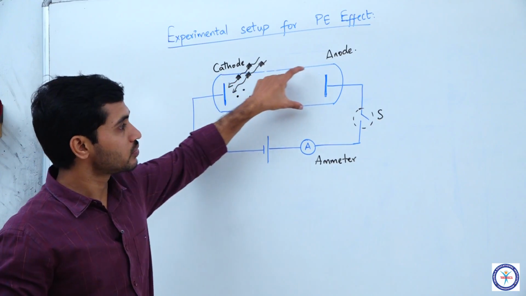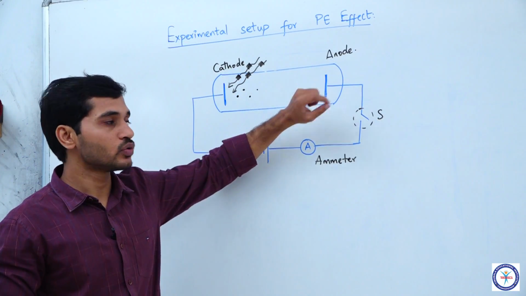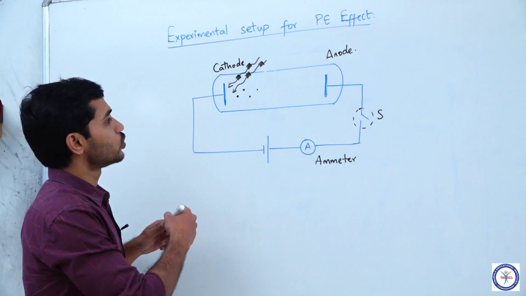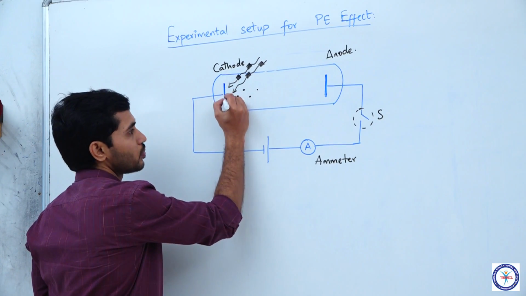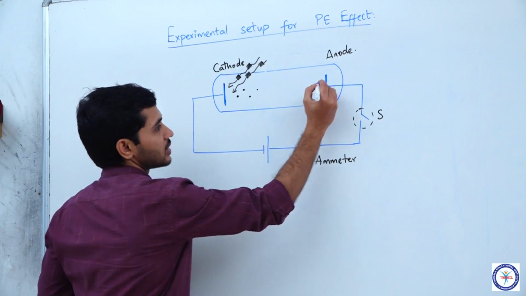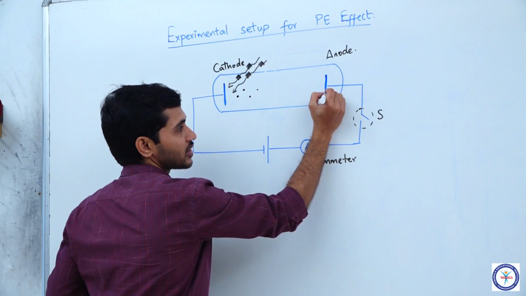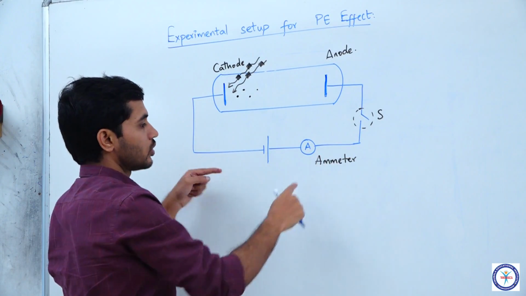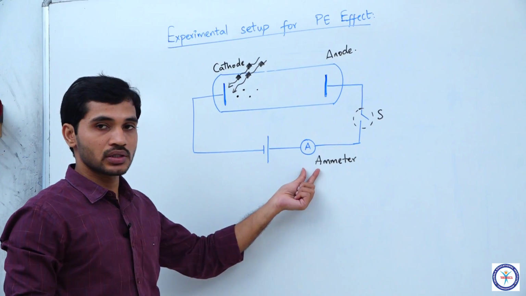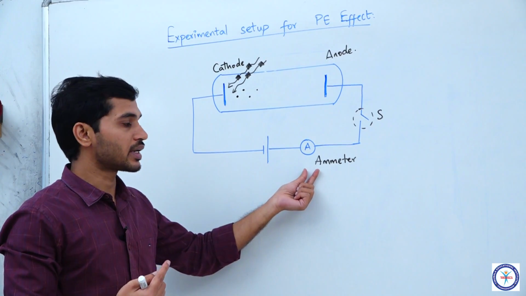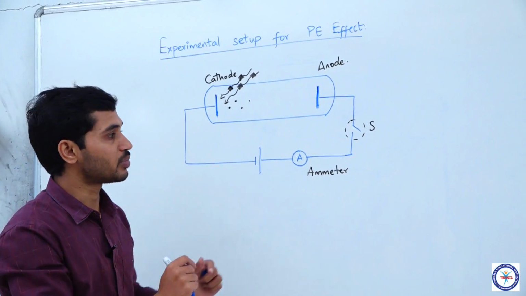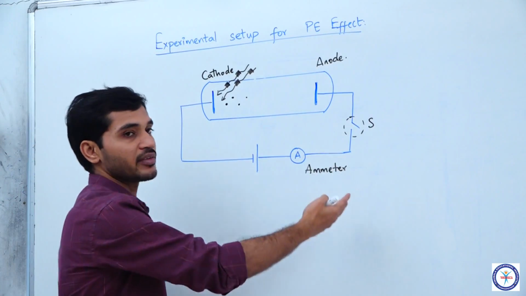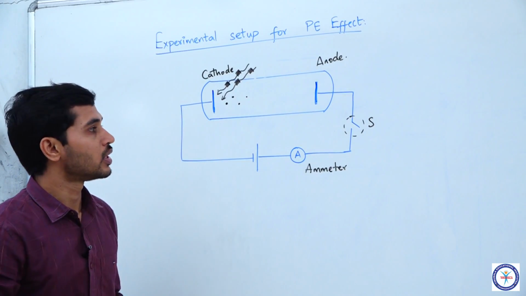So, this is a vacuum sealed cylindrical tube, and it possesses two metals. This is one plain metal surface and this is another plain metal surface. They are connected through wires to a battery and an ammeter, which is used for recording the current established in that particular circuit, and we also have a switch to control the flow of current.